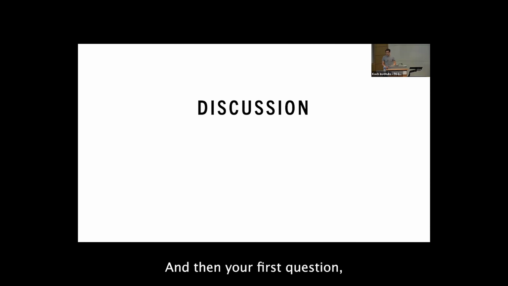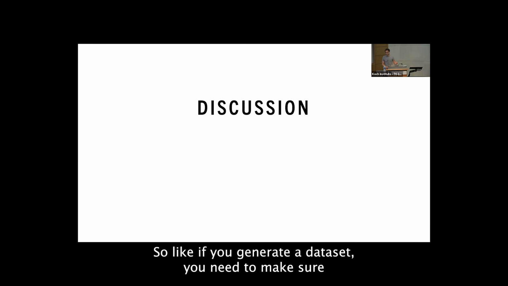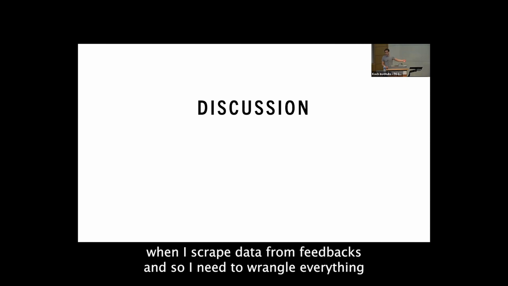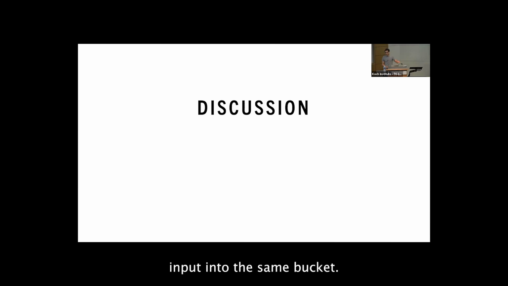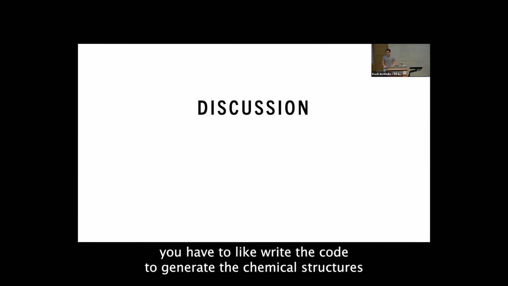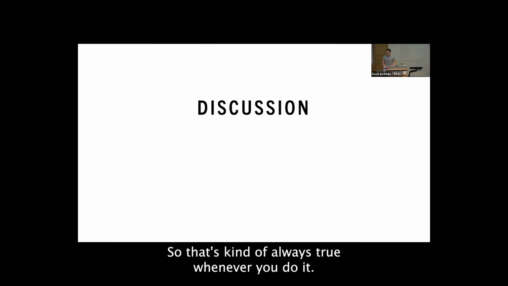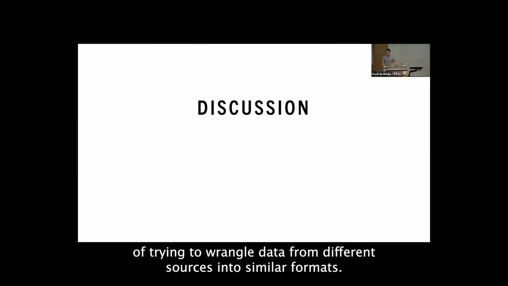And then your first question. There's a lot of data cleaning that needs to go into it. If you generate a data set, you need to make sure, like I put a lot of work into making sure that when I scrape data from heat maps, I wrangle everything so that everything is cross comparable and can get input into the same bucket. There's some substantial cleaning there, and you have to write the code to generate the chemical structures because the papers don't output SMILES structures for you. That's always true whenever you're doing a machine learning application. At least half of the work is trying to wrangle data from different sources into similar formats.